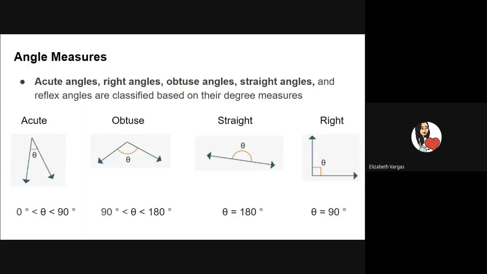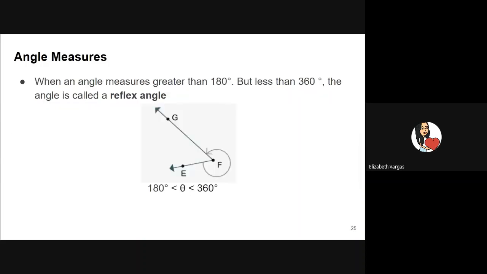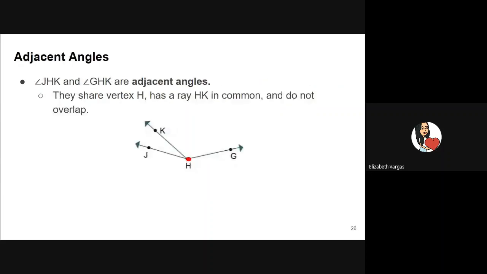A straight angle is equal to exactly 180 degrees. So whenever we have a straight angle, we know it's equal to exactly 180 degrees. And then a right angle also equals exactly 90 degrees. And so those are the different types of angles we might encounter. Another type of angle we might encounter is a reflex angle. That is basically just an angle that is greater than 180, but less than 360. Okay, so those are the 5 types of angles we might encounter.